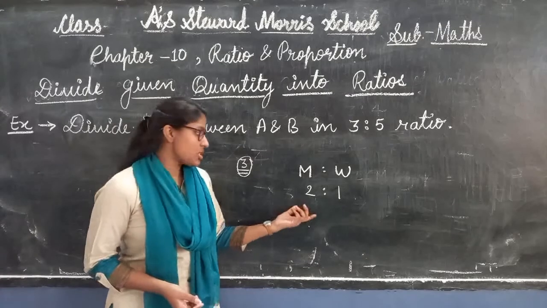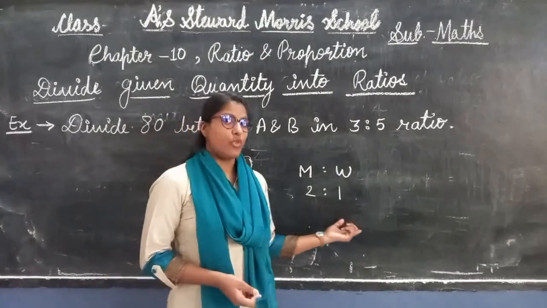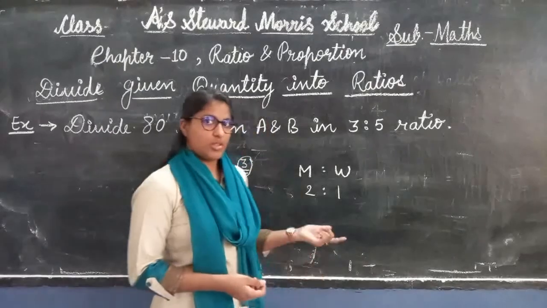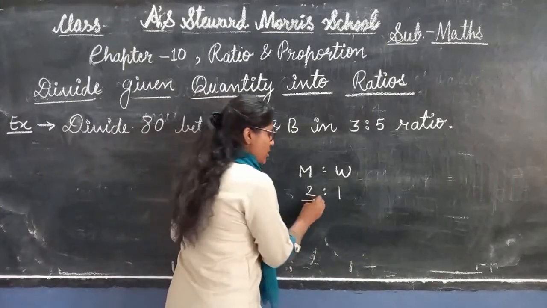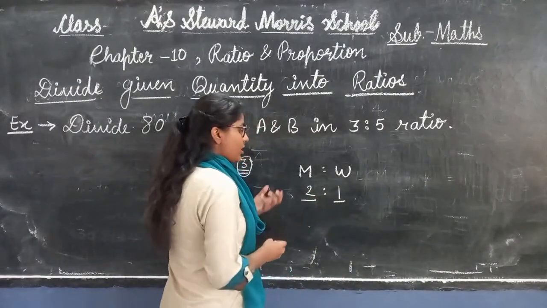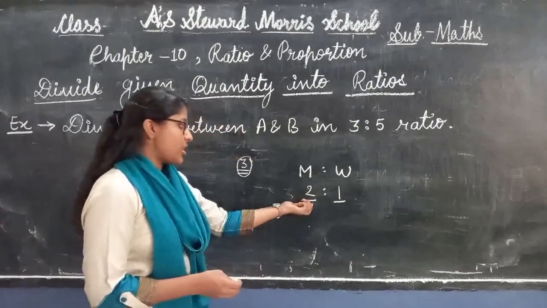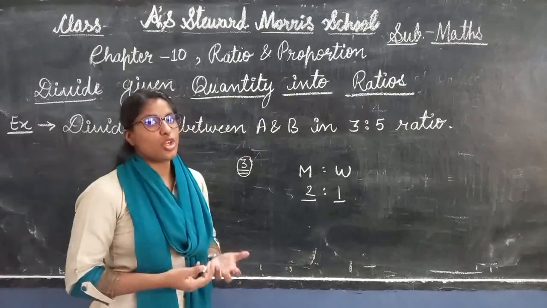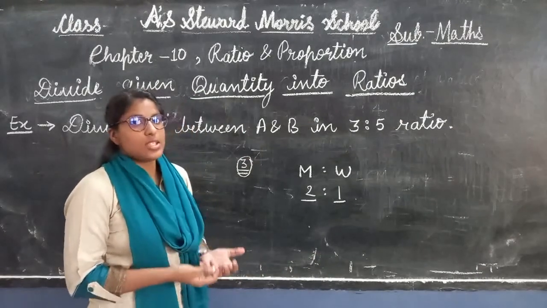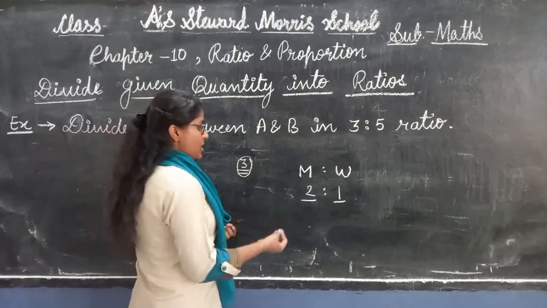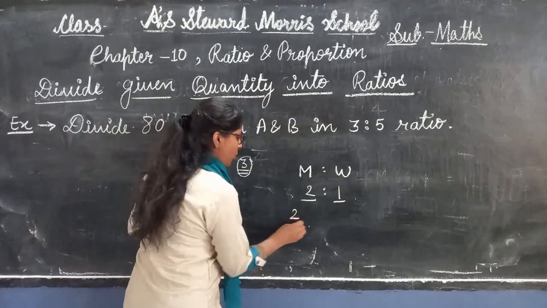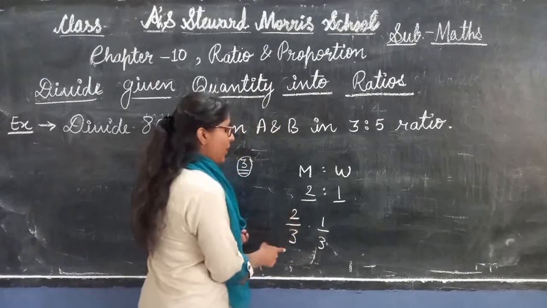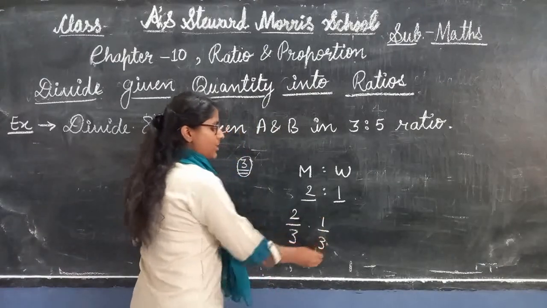So this is the ratio of milk and water we are using at the time of preparing tea. So 2:1 is the ratio. But we do not say 2 milk and 1 water. How do we speak? Which portion of milk and water are you taking at the time of preparing tea? We can speak in this way: 2/3 and 1/3. 2/3 part is milk and 1/3 part is water.